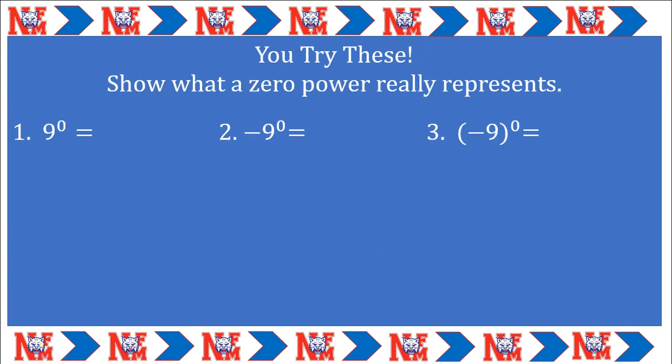Okay, pause the video and you try these 3. Okay, on the first one, our base is 9, so it's 9 divided by 9, which is 1. Number 2, our base is 9, and we have this understood negative, so it's negative 9 over 9. That gives me negative 1. And number 3, our base is negative 9, so we have negative 9 divided by negative 9, and that is positive 1. So notice the difference.